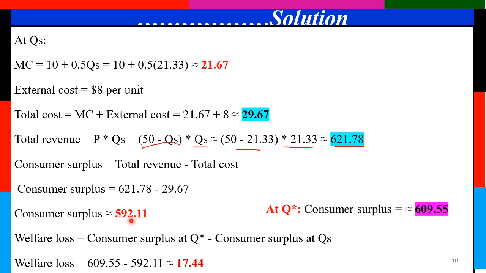Now we are going to calculate the welfare or deadweight loss. Deadweight loss, how you can get it: consumer surplus at market equilibrium minus the consumer surplus at socially optimum level.